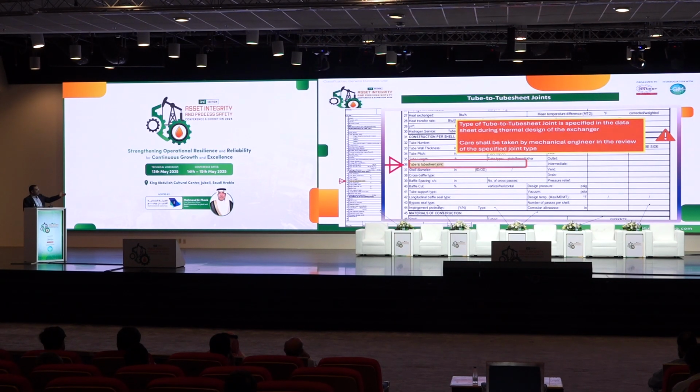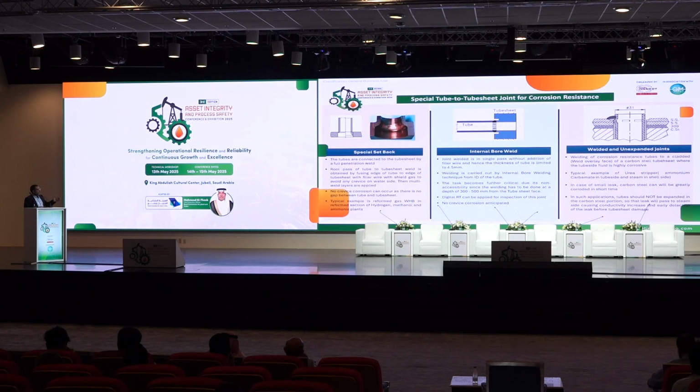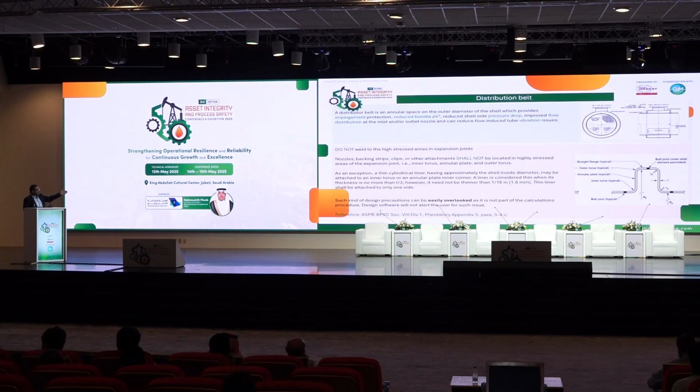And from the very initial stage of the design, you select the joint design, which type of joint you are selecting. You need to understand that each of them has a strength and each of them has a weakness, so you need to think about the most suitable one for your service to avoid this attack. And that's what we said about the special type of tube-to-tube sheet weld to avoid the crevice. This is one of the most common recommendations in ASME: avoid welding to the high stress area if you are using a distribution belt, and we will see in the case history one of those cases where it was missed.